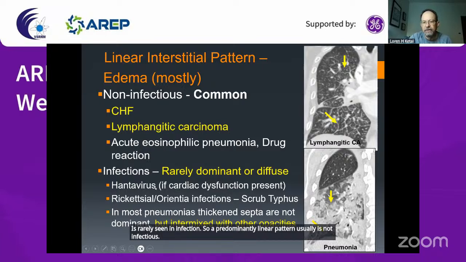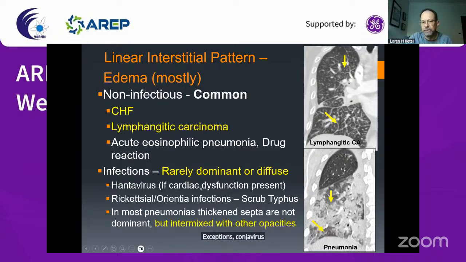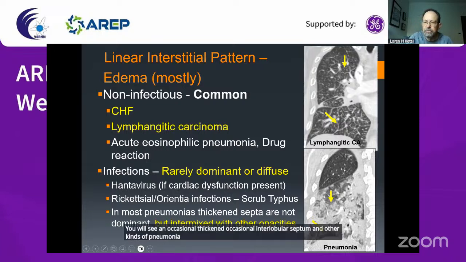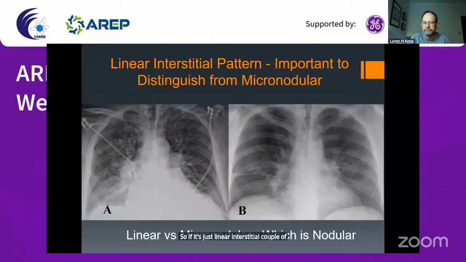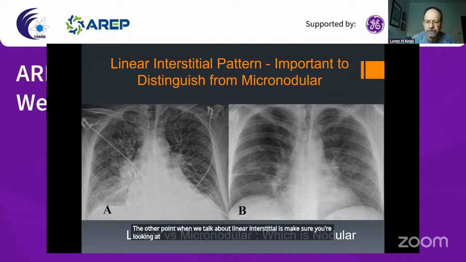Exceptions: hantavirus, especially if cardiac dysfunction is present, and scrub typhus, as well as some rickettsial infections. You will see an occasional thickened interlobular septum in other kinds of pneumonia, but it's usually intermixed with many other abnormalities, here widespread consolidation. So if it's just linear interstitial, there are a couple of organisms to think about. The other point when we talk about linear interstitial is make sure you're looking at linear interstitial.